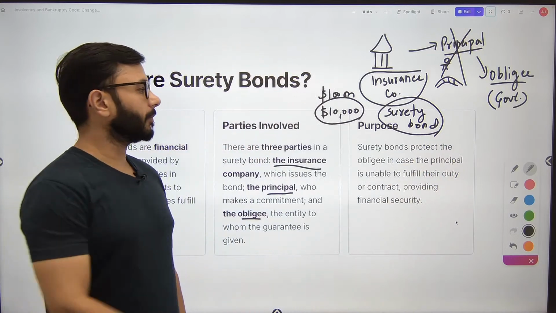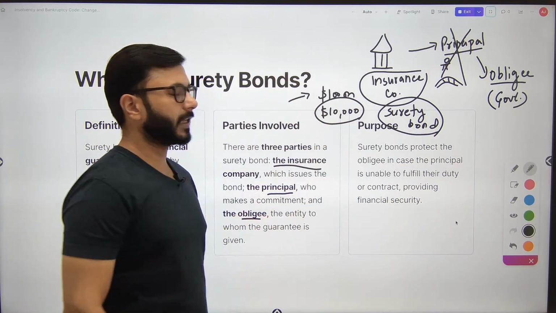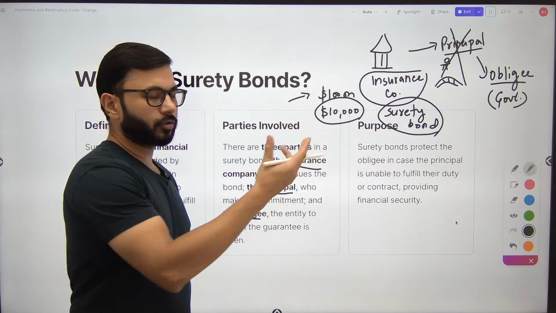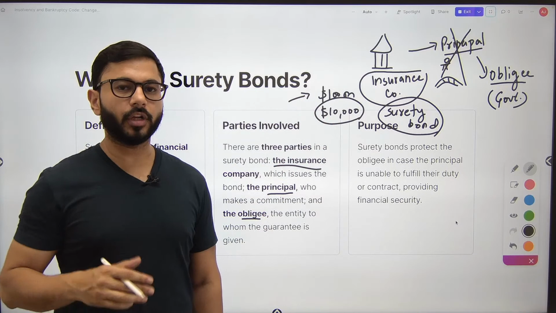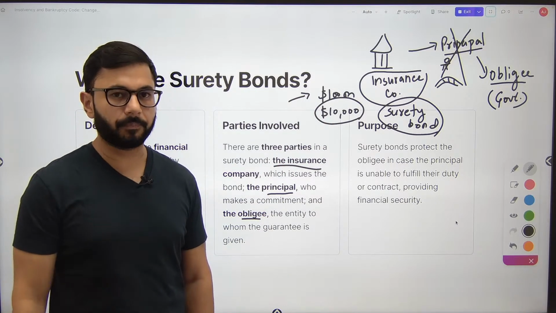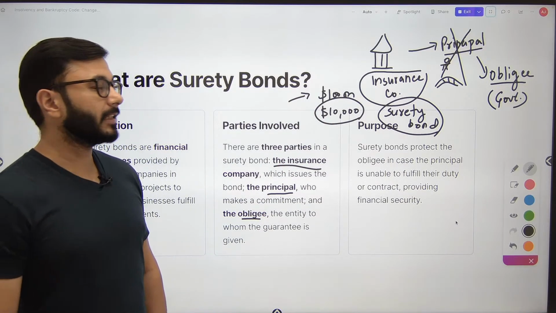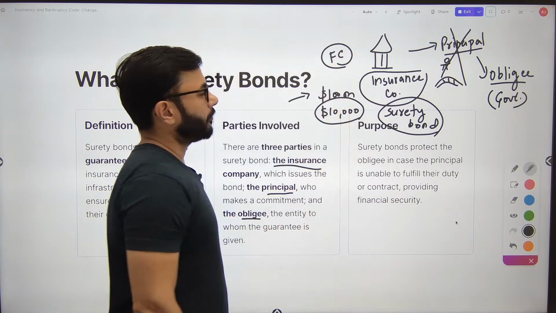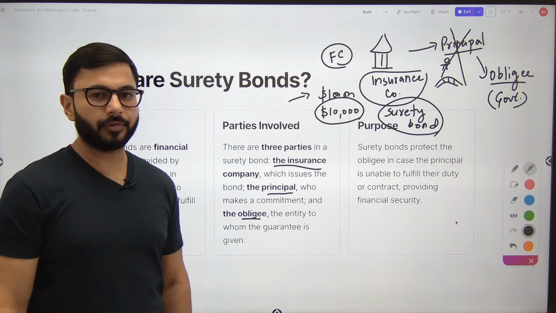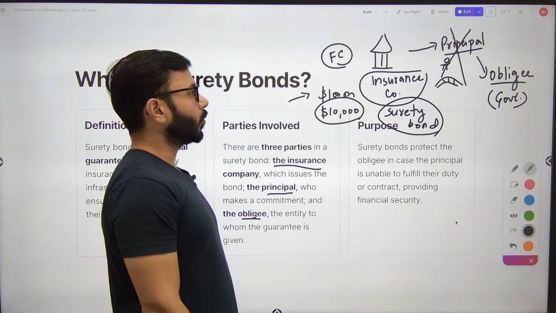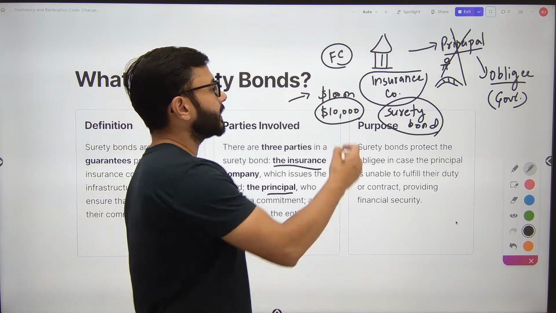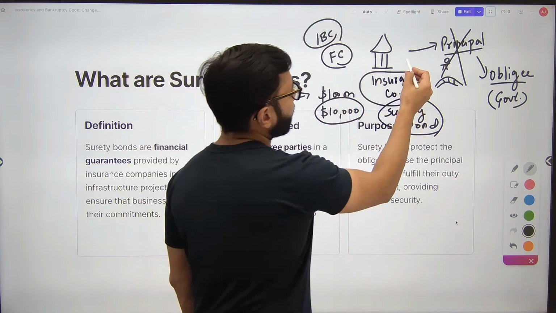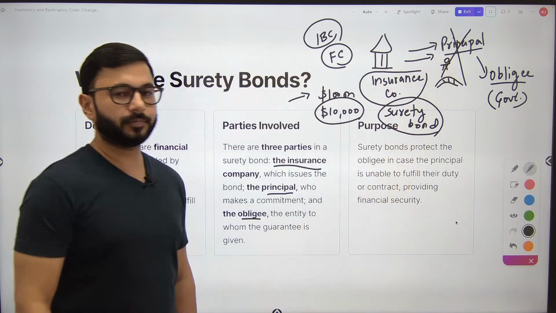So the insurance company now has to fulfill the obligation by paying some kind of penalty or whatever, which amounts to somewhere around, let's say, $100 million or $50 million, whatever it might be. So the insurance company says that I should have the power to be treated like a financial creditor, which is the same as a bank, in case of a default, when I go to insolvency and bankruptcy court and try to recover my money from this principal.